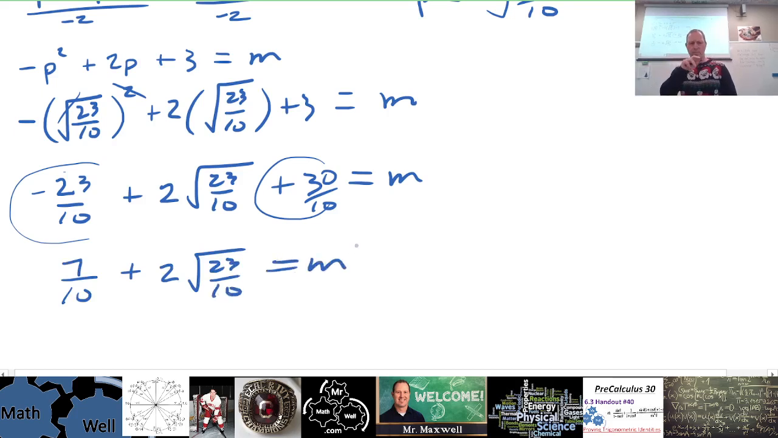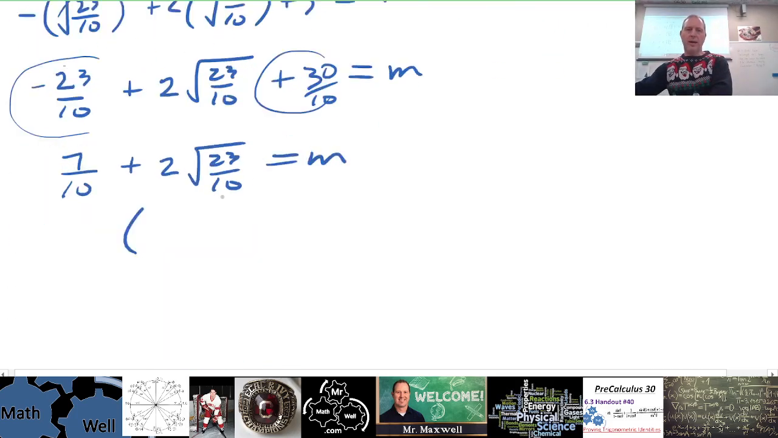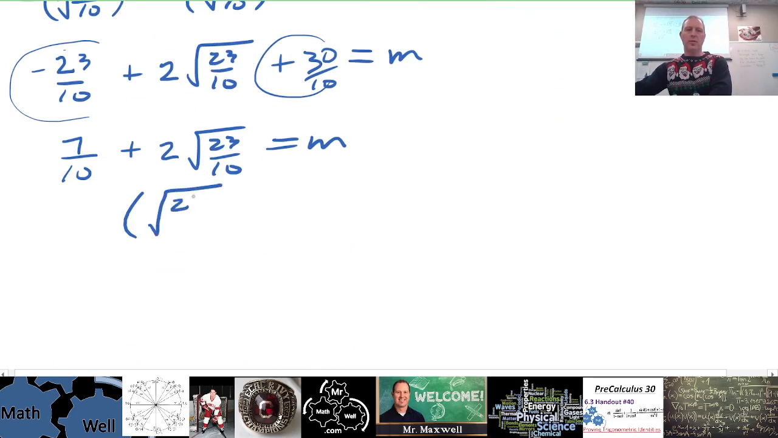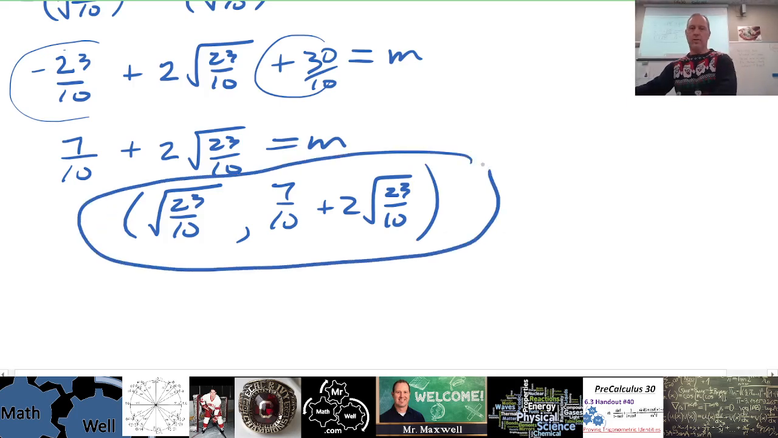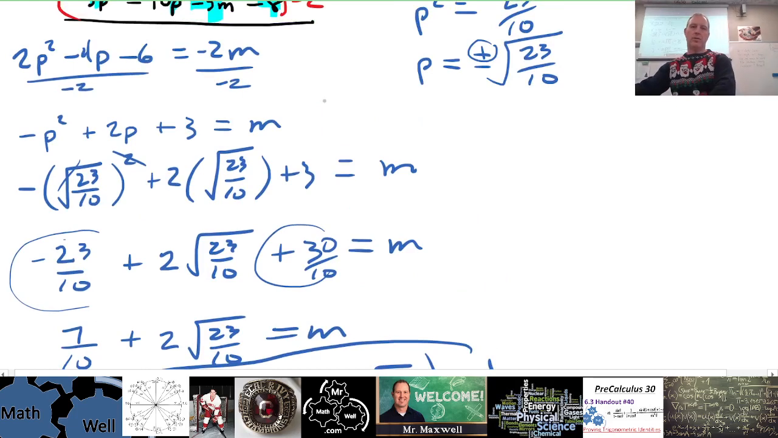Okay, now if I did everything correct there, this should be your m value. So it looks like we have the first point is root 23 over 10, comma, this number, 7 over 10 plus 2 root 23 over 10. So that should be our first solution, and we'll check that. Okay, so this one is the first exact value point. That's correct. And the only other thing we need to do now is put the negative value in.